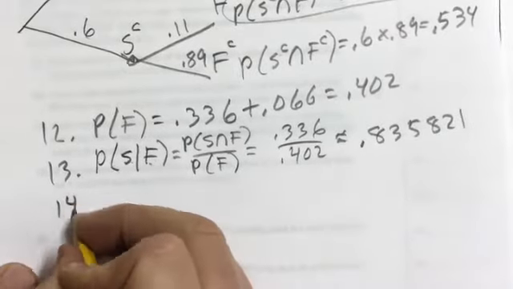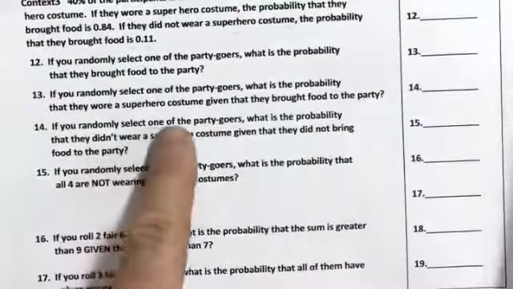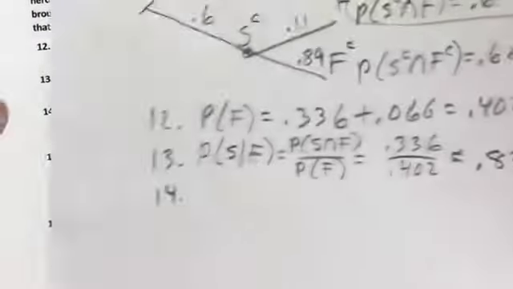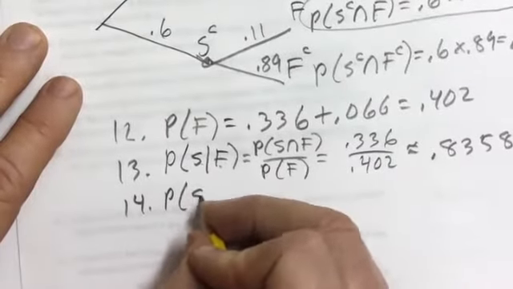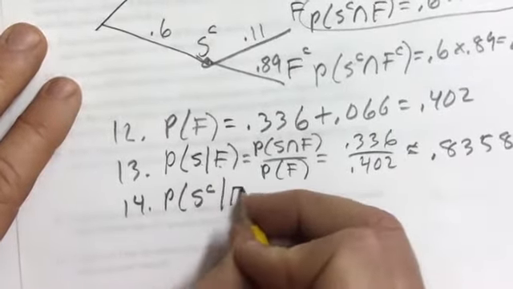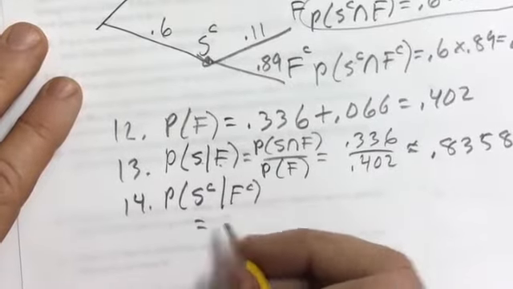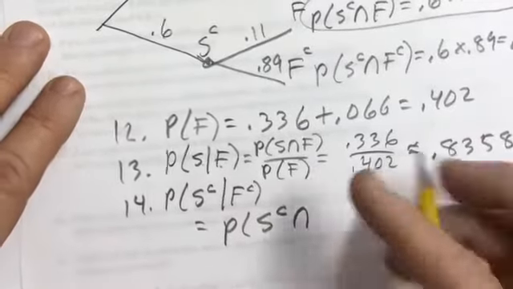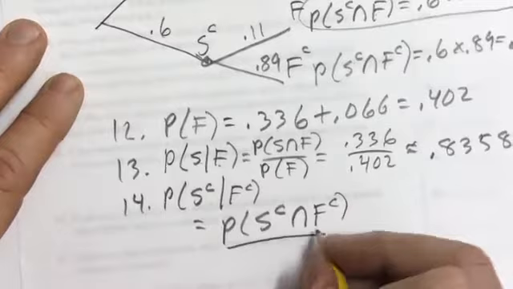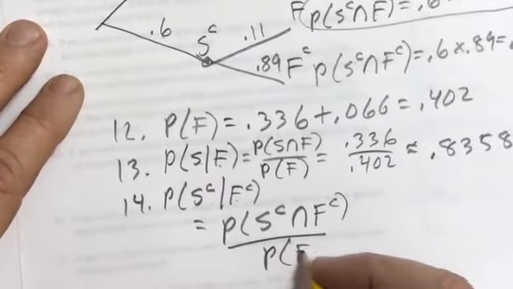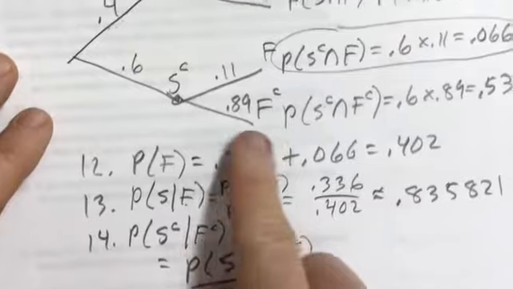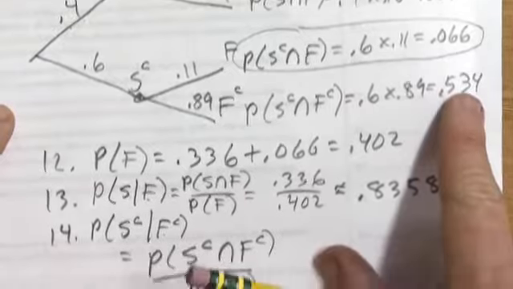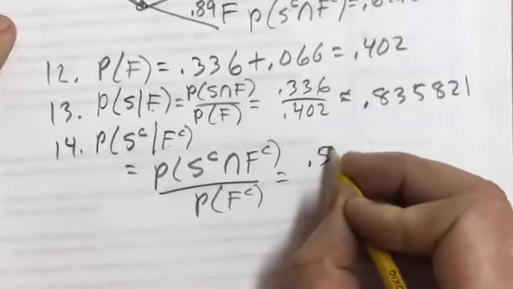Number 14 says, if you randomly select one of the party goers, what's the probability they didn't wear a superhero costume given they did not bring food? Well, we'll use our formula again. That'd be the probability of both of those things, not superhero costume and not food, over the probability of not food. Well, this is one of the branches here. So that's our numerator here, 0.534.